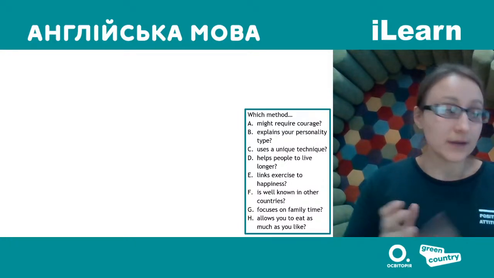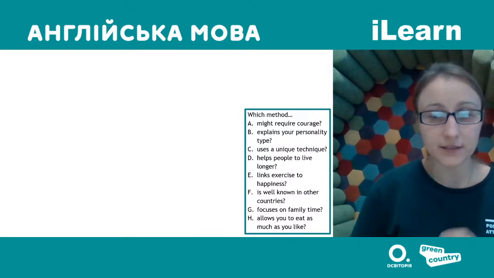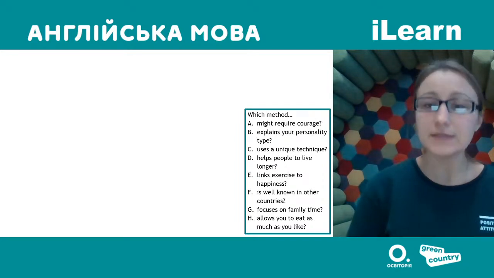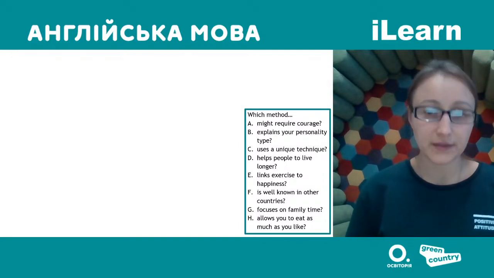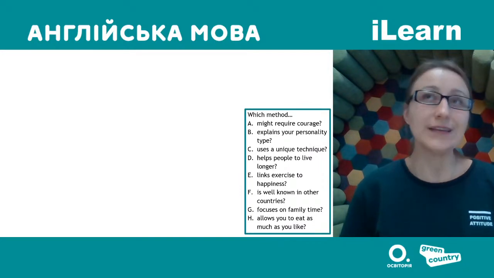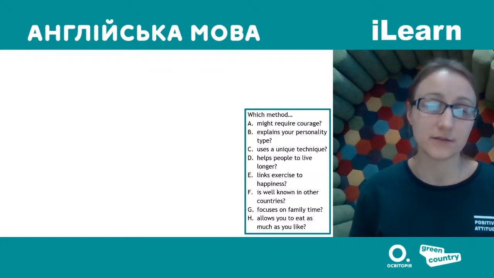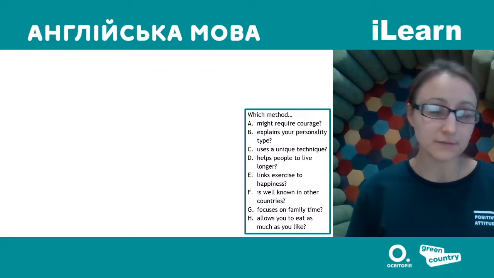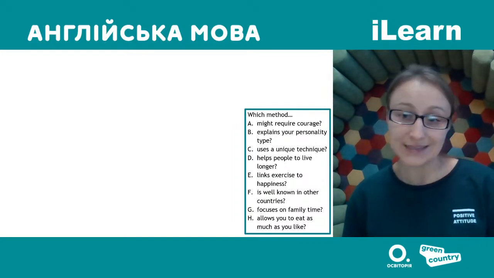So, the variants, yes, the options that we have for answers. Which method might require courage? Courage, that's мужність, yes? Which method explains your personality type? C. Which method uses a unique technique? Unique, that's something like the only one in the world, yes? Or something very different. Which method helps people to live longer? Which method links exercise to happiness?